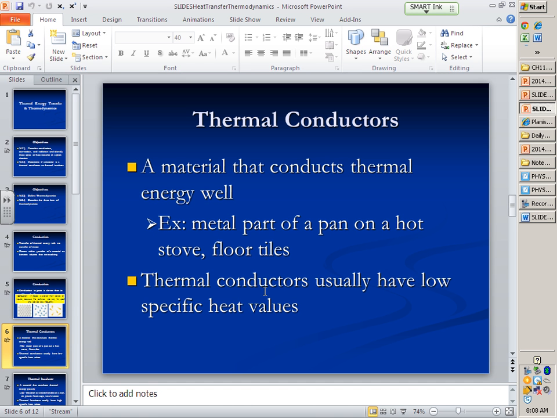Okay. Thermal conductors usually have low specific heat values. We have not introduced the concept of specific heat. We'll do that today, and that's part of our discussion for today. So you make a note of that.